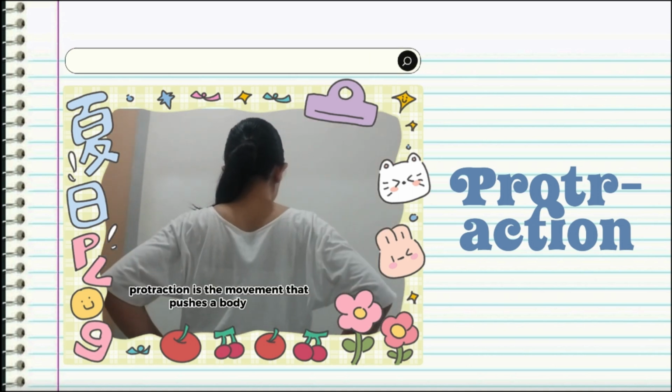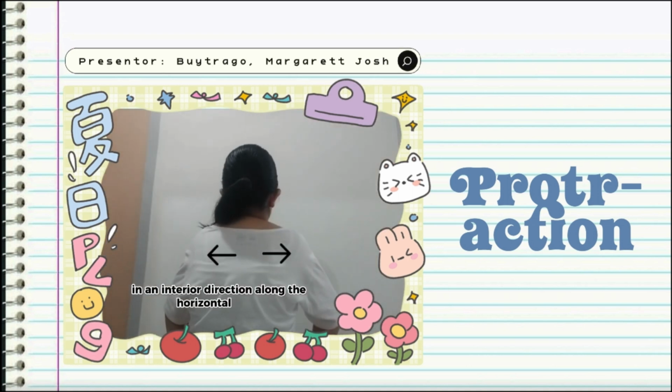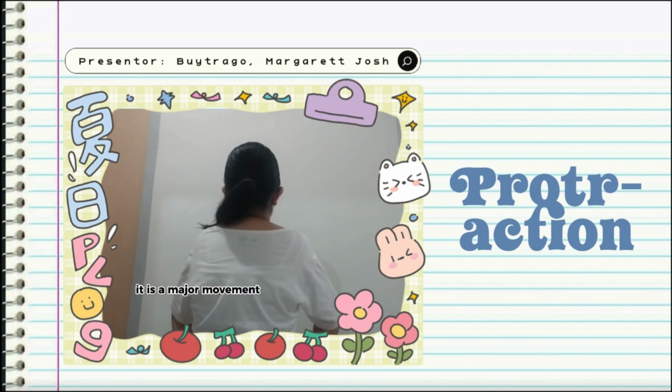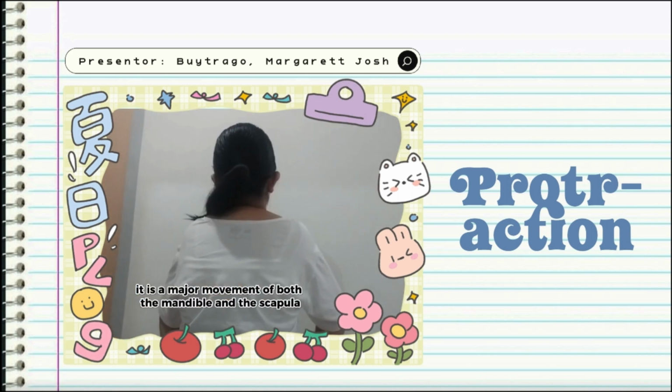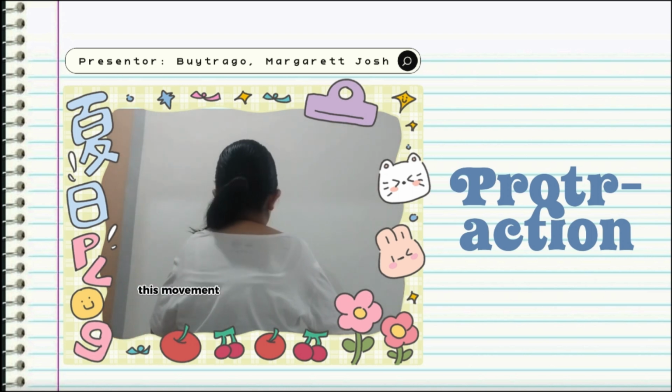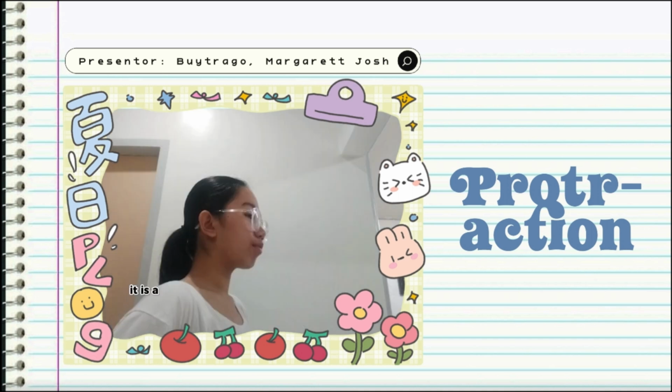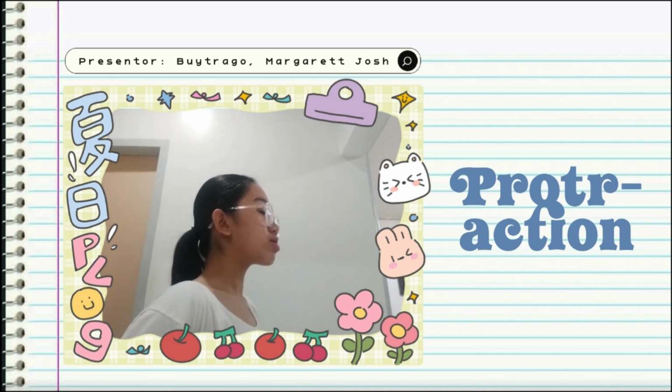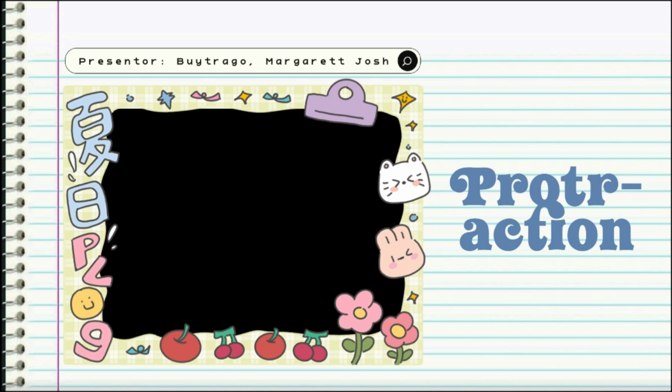Protraction is the movement that pushes a body part in an anterior direction along the horizontal plane. It is a major movement of both the mandible and the scapulae. For the scapulae, this movement is essential for actions like throwing a punch or performing a push-up. It is a movement that can be seen when making an underbite or in certain facial expressions.